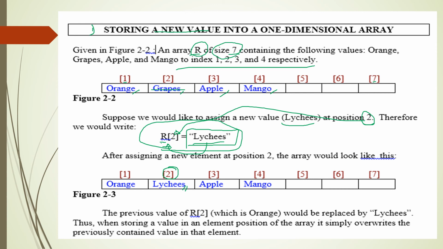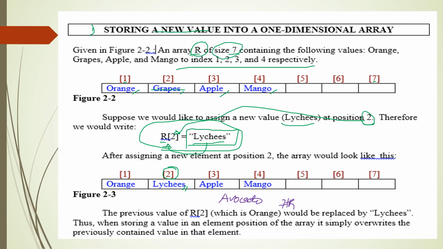Let's have another example. I want to store avocado as my seventh element. So how would I do that?